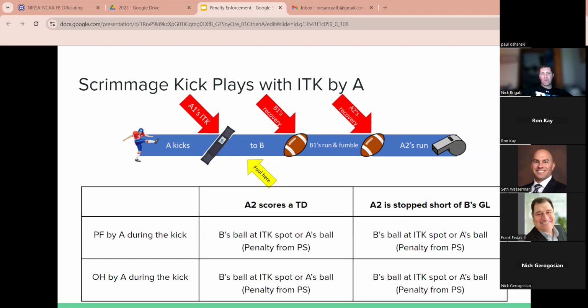However, these were fouls by A. In any of these cases, it's going to be B's ball at the illegal touching spot, which is the most likely outcome for B, unless they want to return the ball to A after enforcement and have them re-kick. And there's no situation in which A keeps the ball here if they have fouled after committing illegal touching.